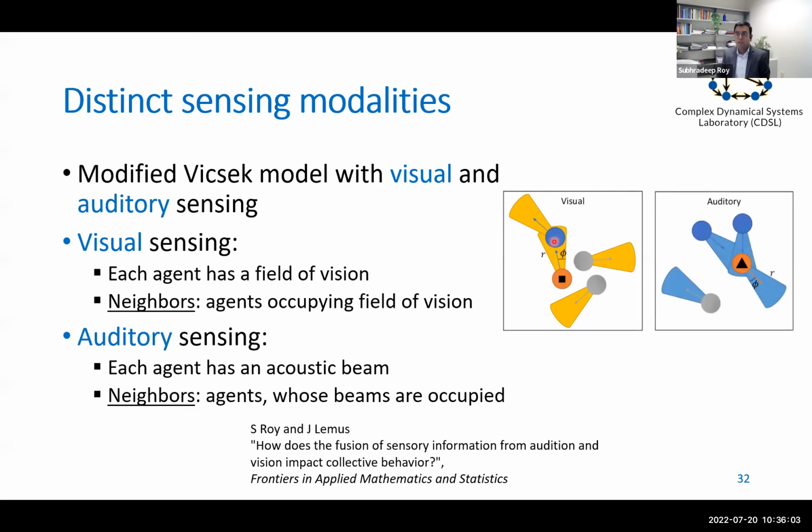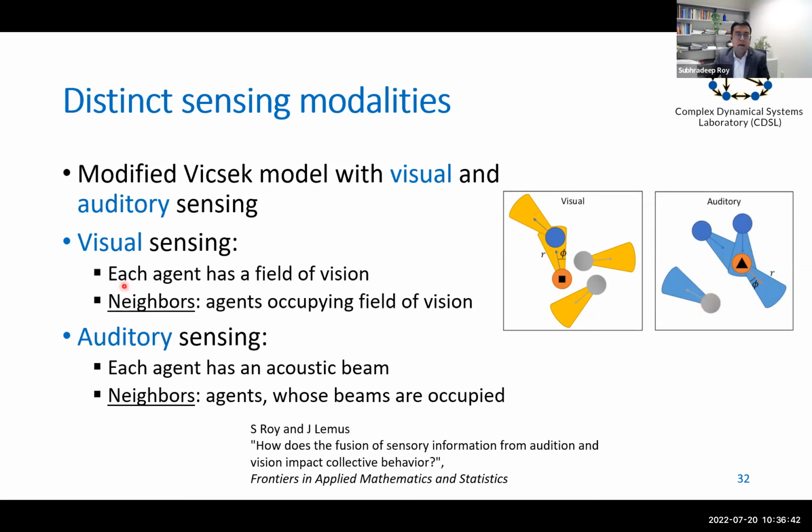Whereas in the auditory mode, vision is replaced with audition-based sensing. Here they are making sound, and their acoustic beams are denoted by these blue regions. For this example, let's talk about this orange particle. It resides within the acoustic coverage of these two blue particles. So it can hear these two blue particles and cannot hear the gray one over here.